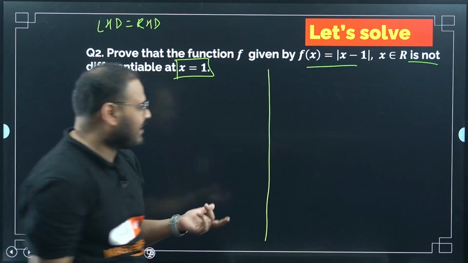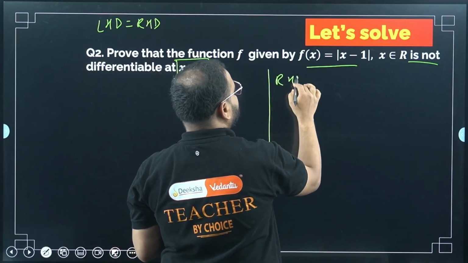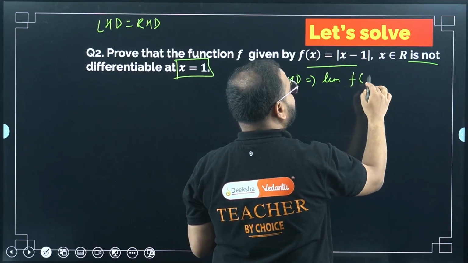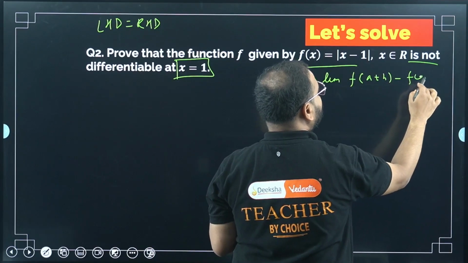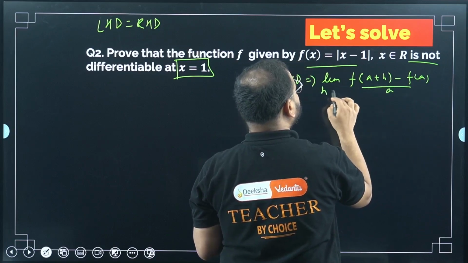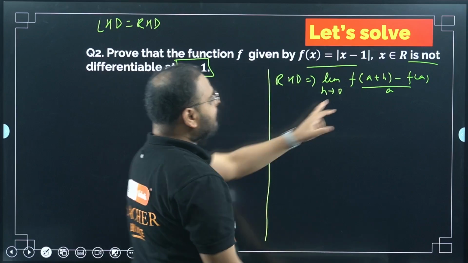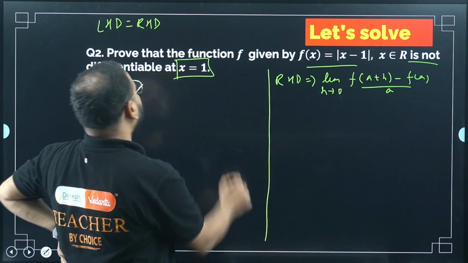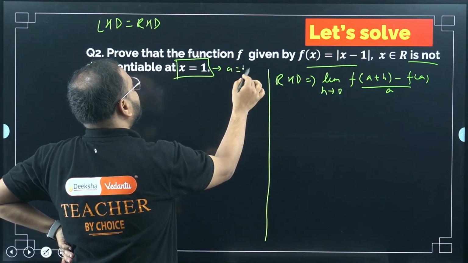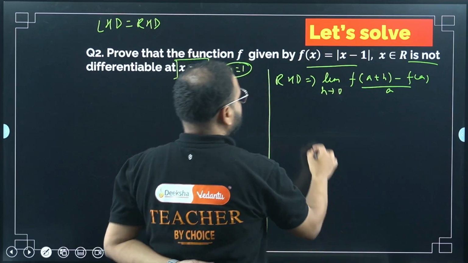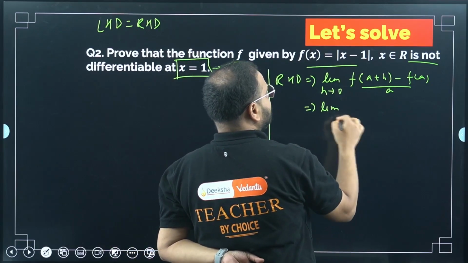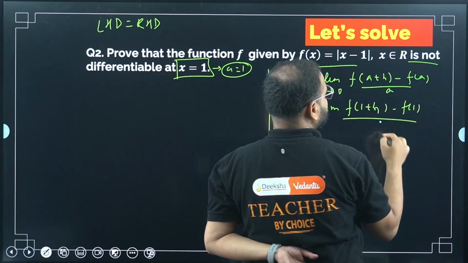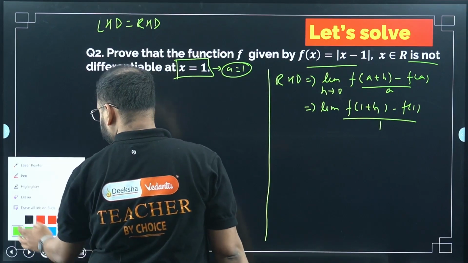Okay, sir. How will you write the right hand derivative, if you remember? It was given by limit h tends to 0 of f of a plus h minus f of a, upon h. Correct? Right hand derivative: f of a plus h minus f of a upon h, right? What is my a in this case? Please check here. This is my a, so my a is equal to 1. Please put it here. So basically I'll get limit of f of 1 plus h minus f of 1, upon simply h.